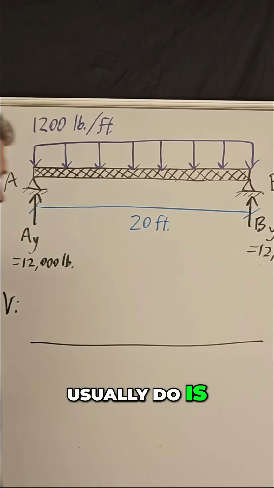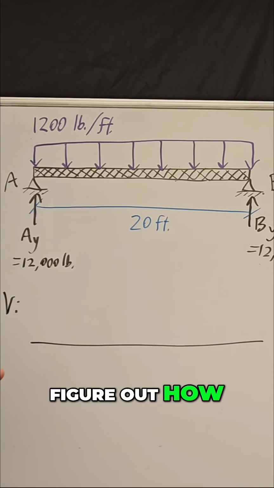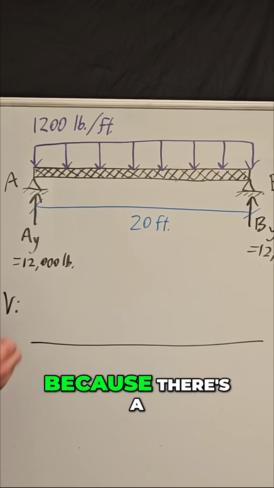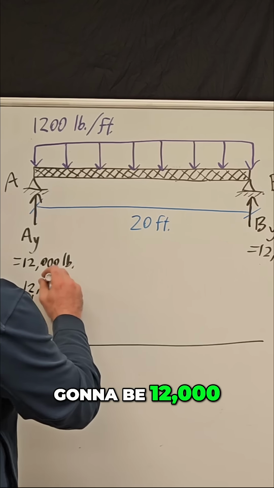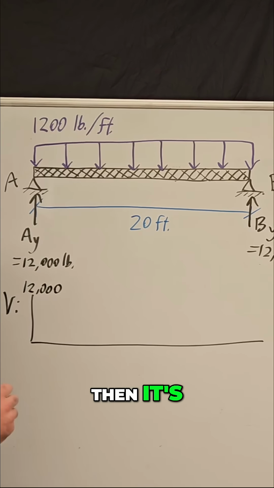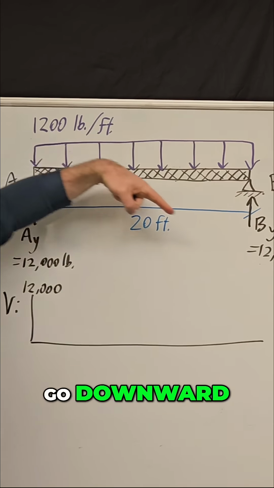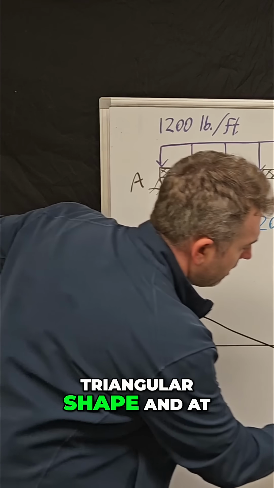And what I usually do is I draw a line that goes across the span of the beam. And so to figure out how much shear force is in this beam, we start with 12,000 pounds upward because there's a force right there at the beginning. So this is going to be 12,000. Then now it's going to have this downward load that's going to continue to go downward. So you're going to get this sort of triangular shape.